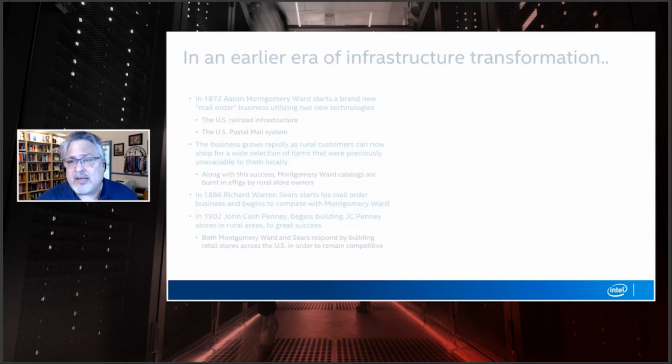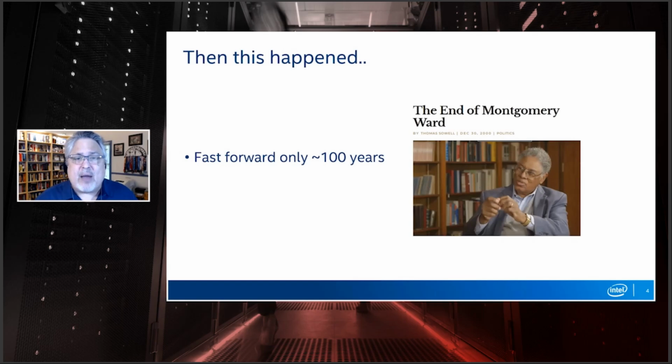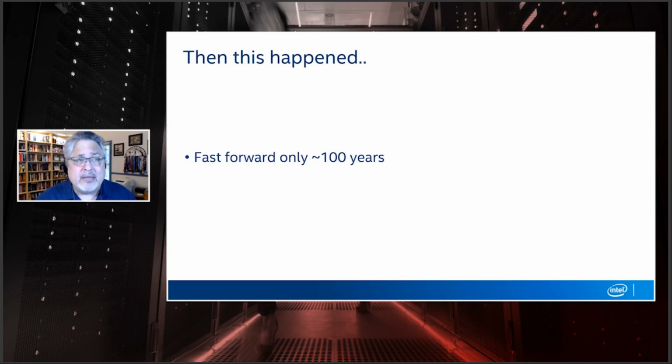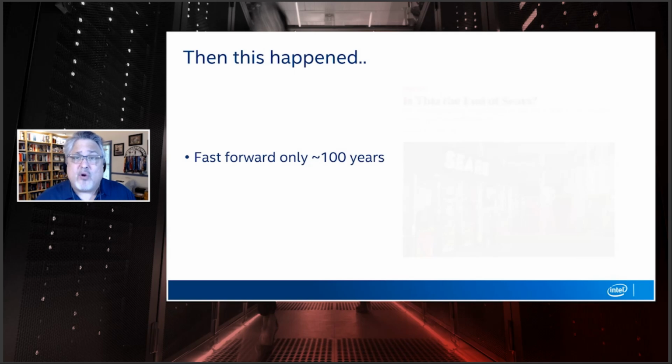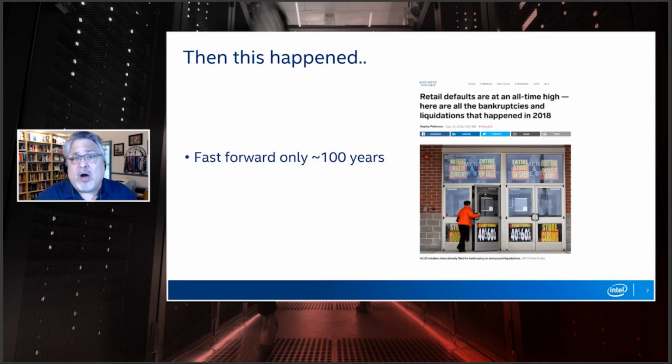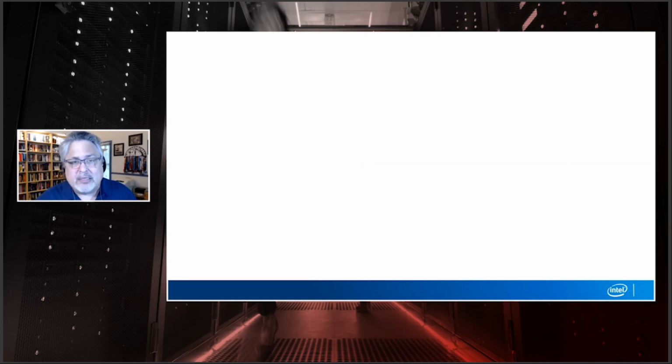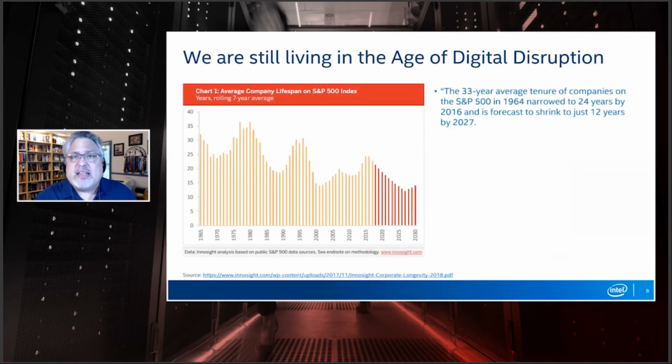However, fast forward 100 years, and what we find is that with the next societal transformation, companies such as Montgomery Ward, JCPenney, and Sears didn't make the cut, weren't able to transform their business model. And what we saw was a wholesale shift in the retail infrastructure in the United States, moving away from the traditional brick and mortar model to a new, digitally transformed model. And we're still living in this age of digital disruption, right?